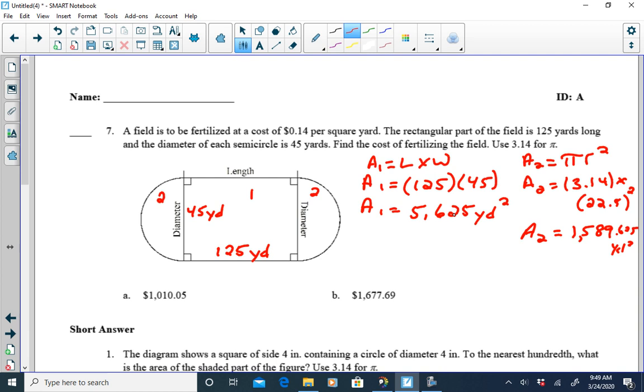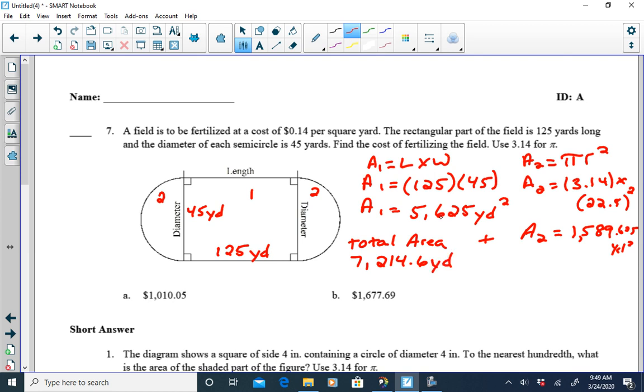So now we have to find the total area, so we need to add those two together. So we have 5,625 plus the 1,589.625. I'm going to add these two together, and I get a total area of 7,214.6, and those are what? Square yards.